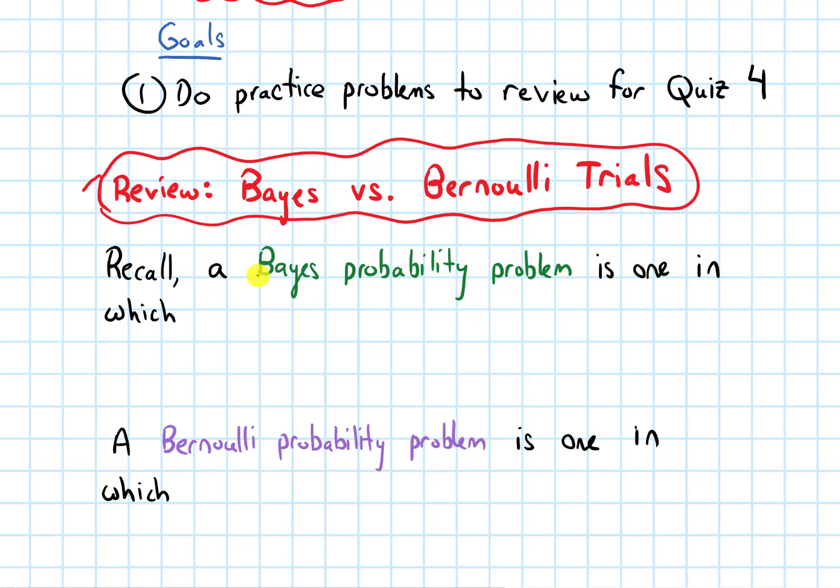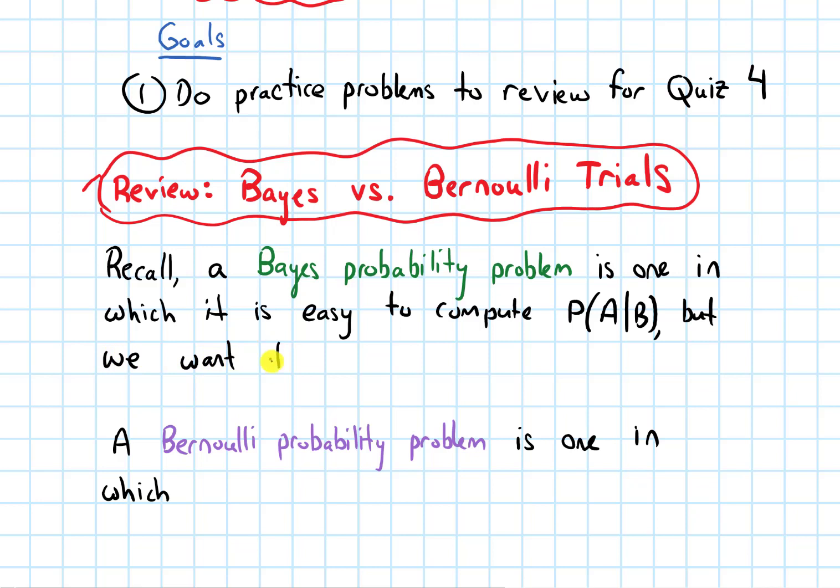So recall that a Bayes probability problem is one in which it is easy to compute one conditional probability, like the probability of A, given that B occurs, but we want to find the reverse conditional probability. We want to find the probability of B given that A occurs.